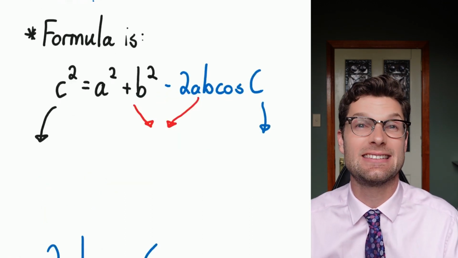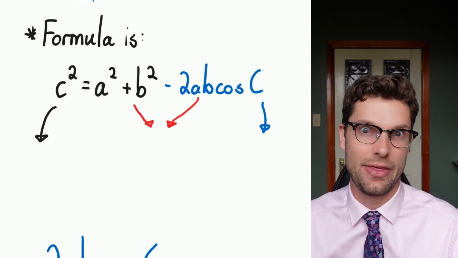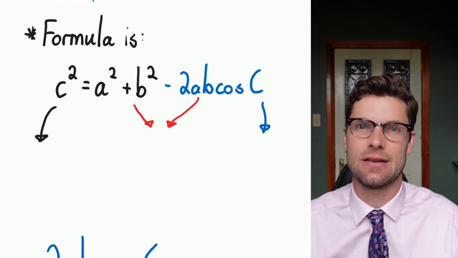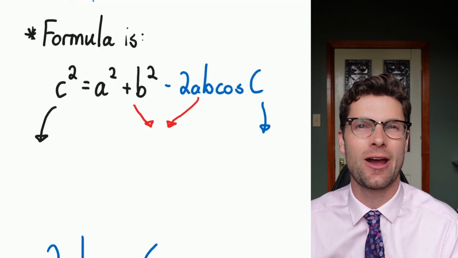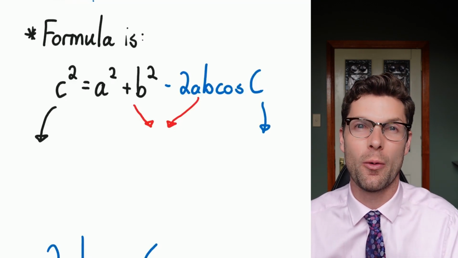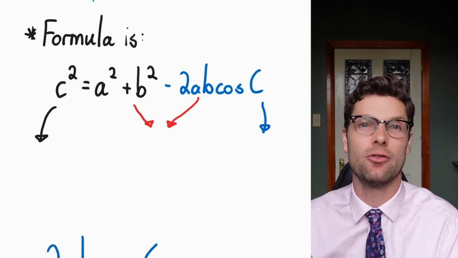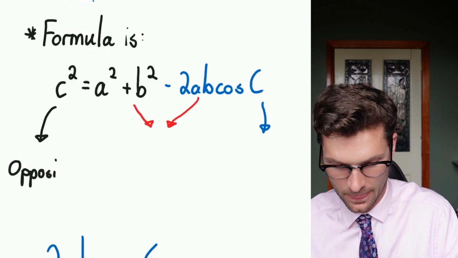So the formula is that c squared is equal to a squared plus b squared, Pythagoras, minus 2ab cos c. We're just going to write down exactly what each thing means in this equation, just so we exactly know what we're talking about. So the c squared is our opposite side length of the angle that we're given. So c squared is opposite side.